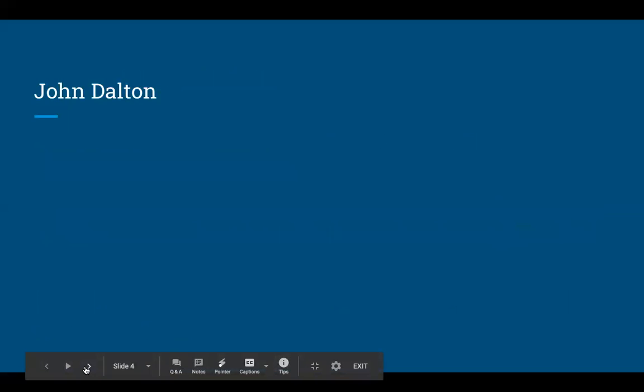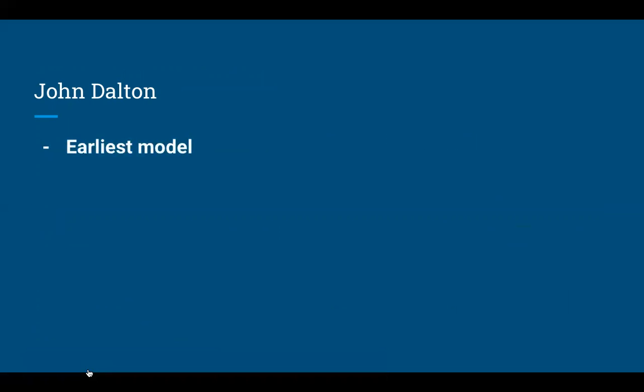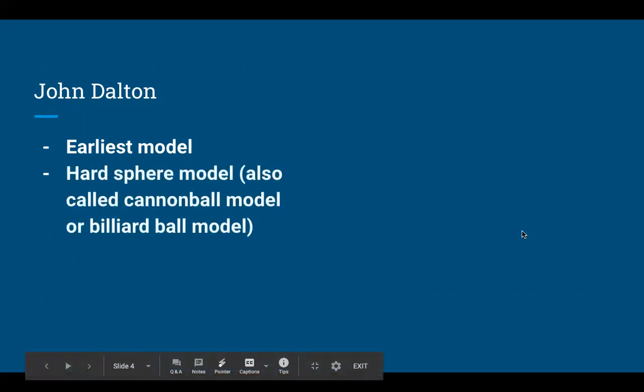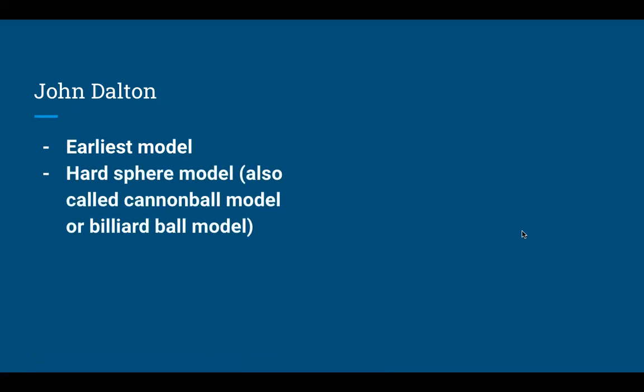All right. So first up in our historical development, though, we'll talk about John Dalton. He created the earliest model of the atom that had evidence. Back in Chem 1, we talked about Democritus. He was one of the first people to suggest the idea. Dalton, though, actually created an atomic theory based on evidence and research.